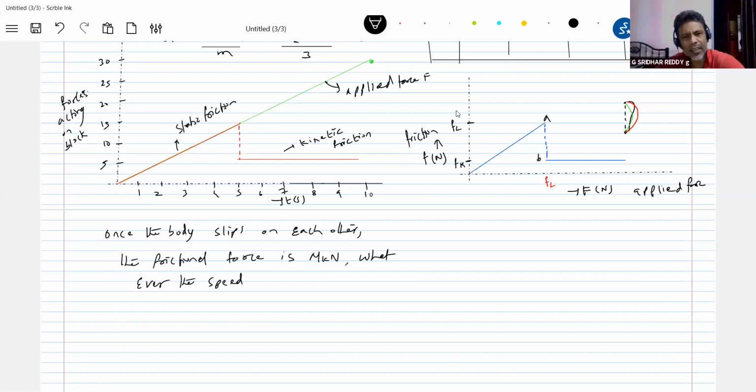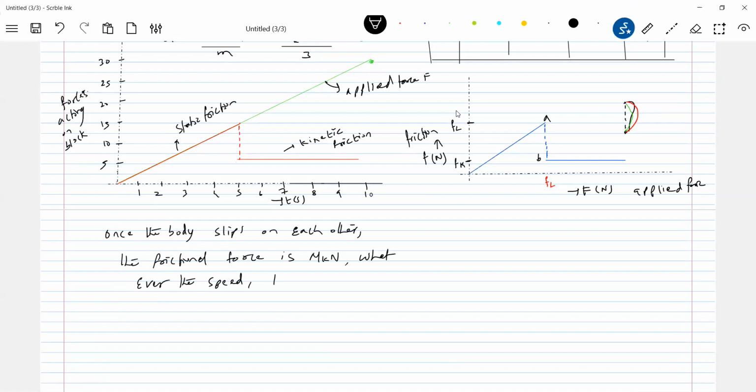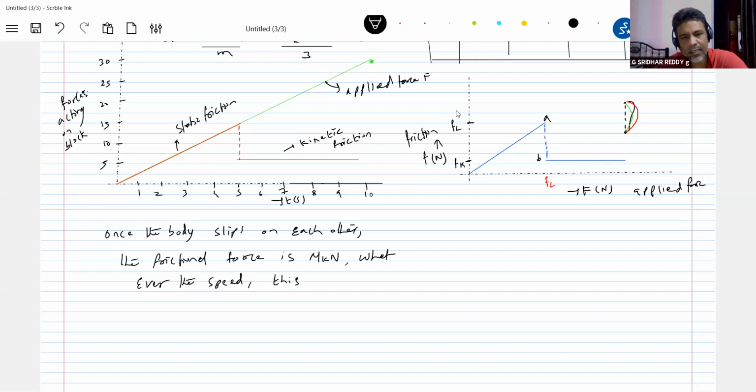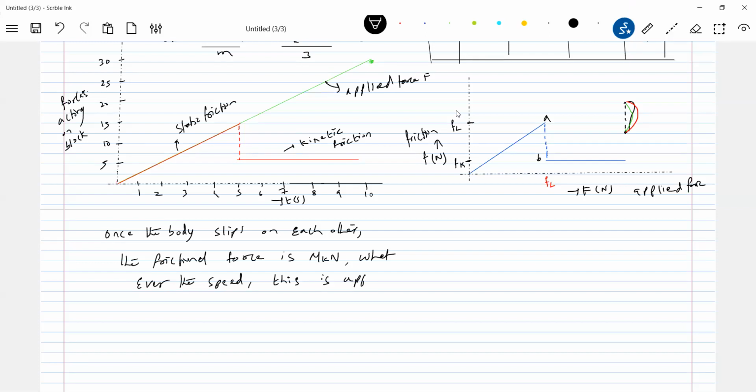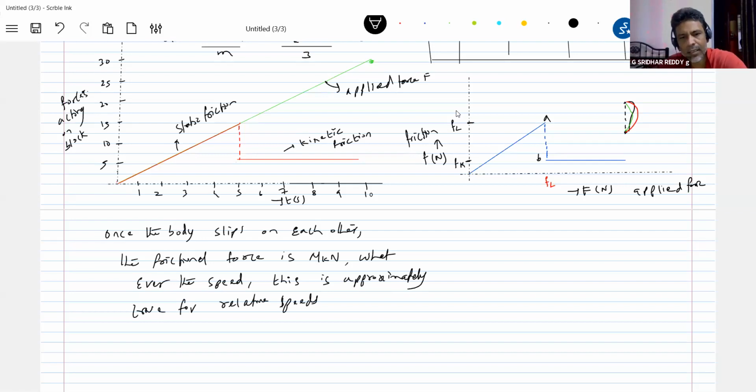There's a relative something you said, 10 meter per second. Yes, sir. This is approximately true for relative speeds not too large. Speeds should be less than 10 meter per second. So, shall I write the sentence? This is approximately true for relative speeds not too large.